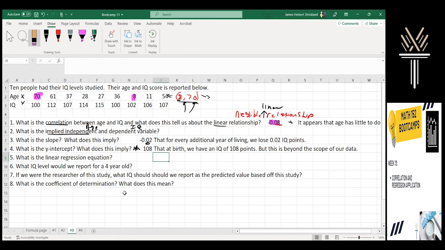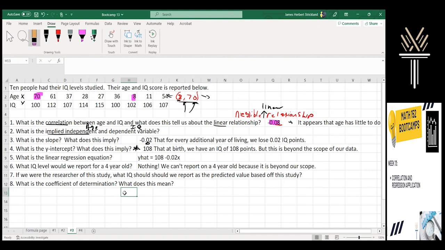All right, the linear regression equation. So we have y hat equal to our intercept minus, because it's negative, 0.02x. So if we were 4 years old, what would we report? Nothing. We can't report on a 4-year-old because it is beyond our scope. We're only allowed to talk from 8 to 70 years old. So you better not report anything about a 4-year-old.